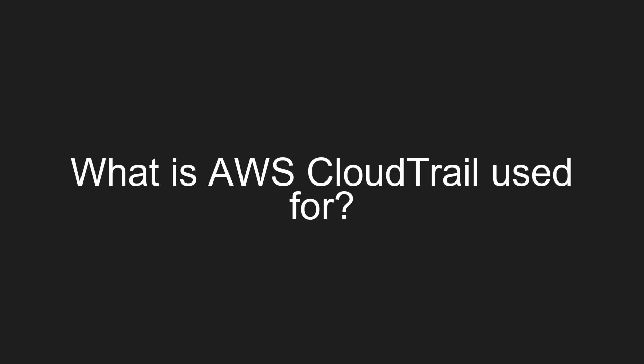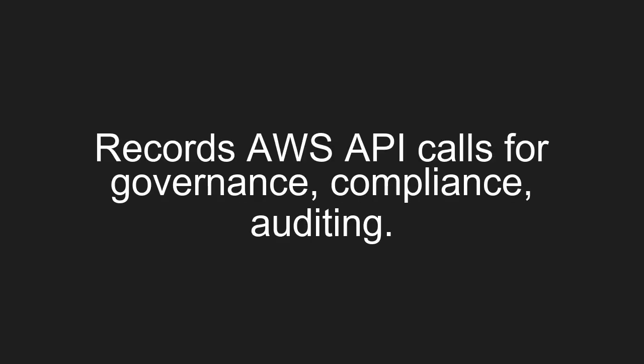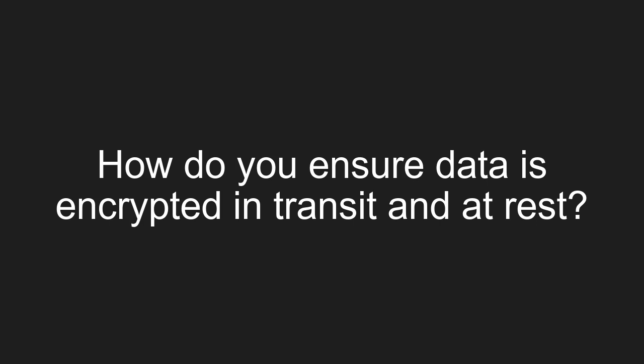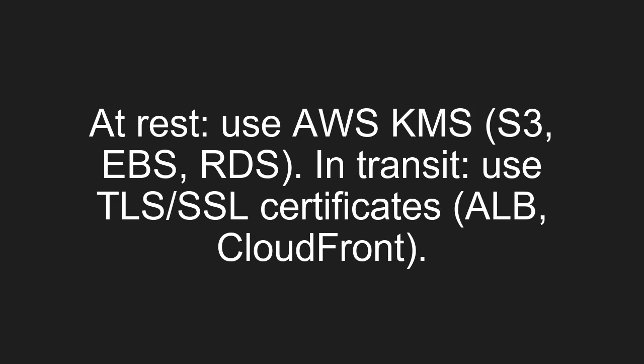What is AWS CloudTrail used for? Records AWS API calls for governance, compliance, auditing. How do you ensure data is encrypted in transit and at rest? At rest, use AWS KMS, S3, EBS, RDS. In transit, use TLS/SSL certificates, ALB, CloudFront.